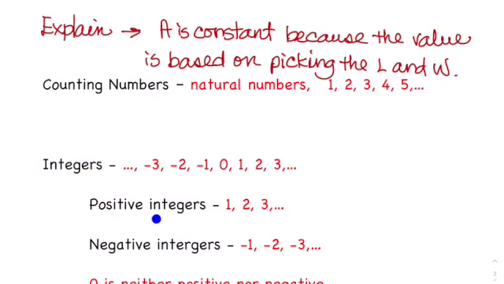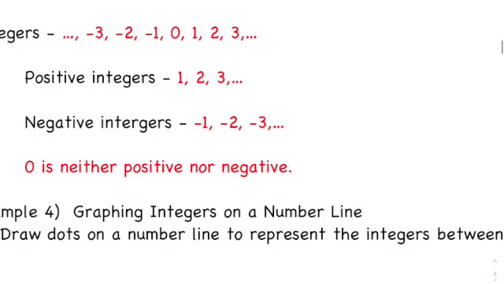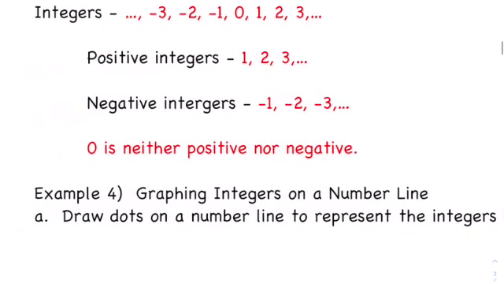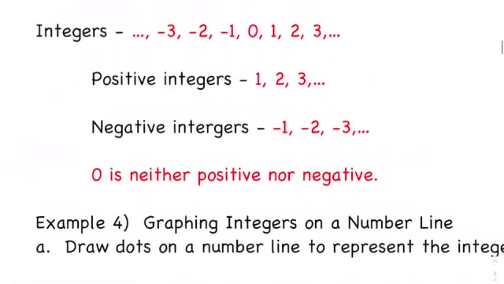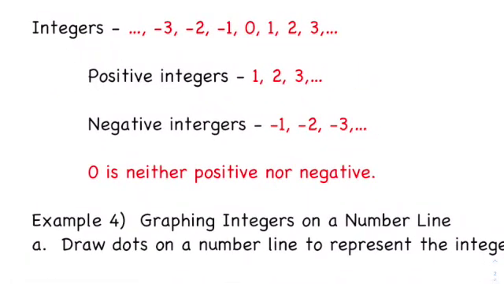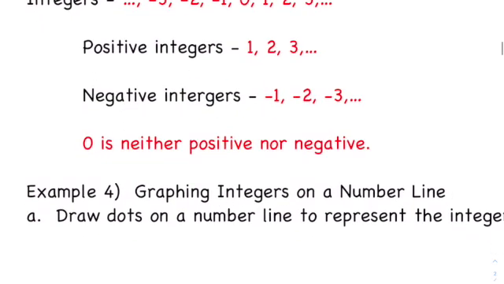So now positive integers are 1, 2, 3. Negative integers are -1, -2, -3, -4, and go on, because those 3 dots tell you that it goes on forever. 0 is neither positive nor negative. It doesn't have its own positive or negative sign. Under integers, you have to remember it's the positive integers, the negative integers, and the 0. Those are the 3 parts that make it.